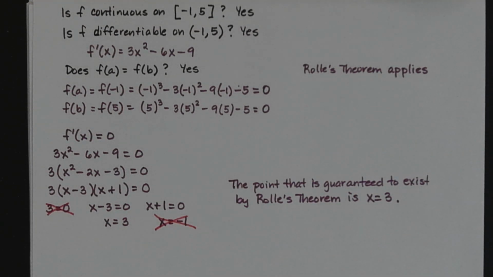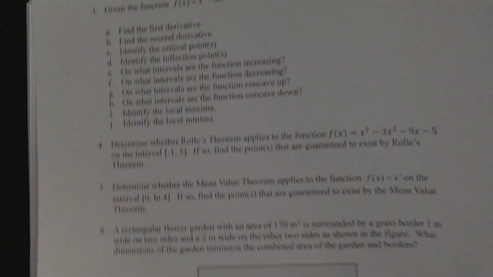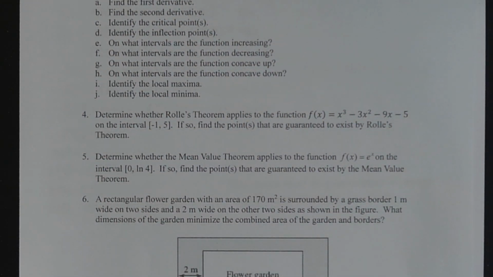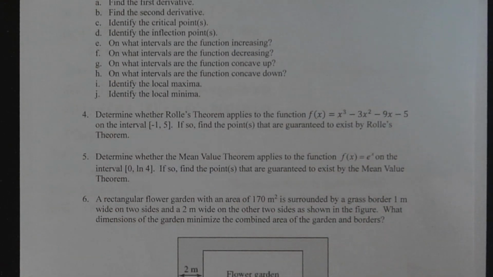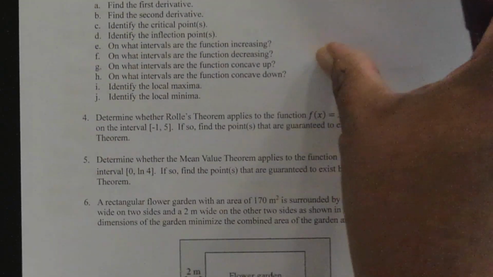Okay, problem number 5. Determine whether the mean value theorem applies to the function f of x is equal to e to the x on the interval from 0 to the natural log of 4. And if so, find the points that are guaranteed to exist by the mean value theorem.